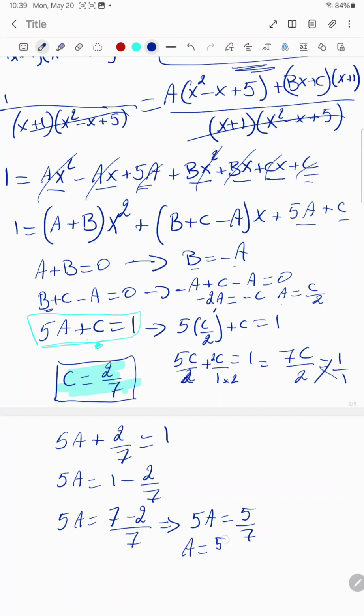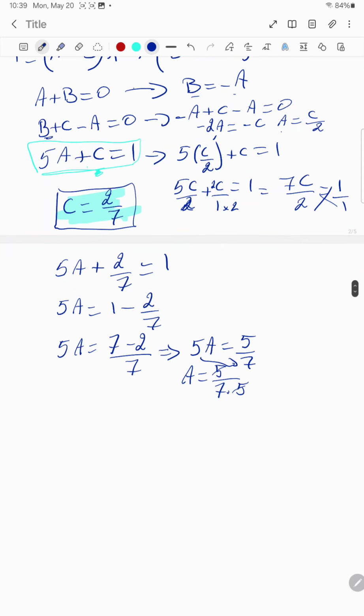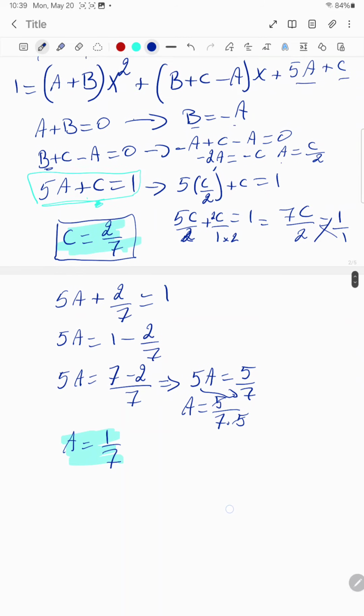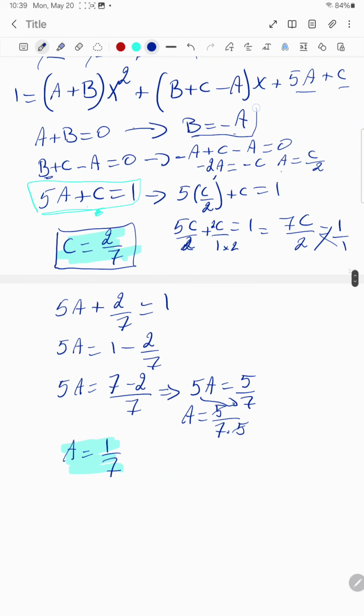So a equal 5 divided by 7 times 5. So I brought this here, and the 5 and 5, I can simplify it. My A would become equal 1 over 7, and I need it, so let's highlight it. Okay, now I have my A and my C. I can calculate my B. I know B is equal minus A, so B is equal minus 1 over 7. And let's highlight it.